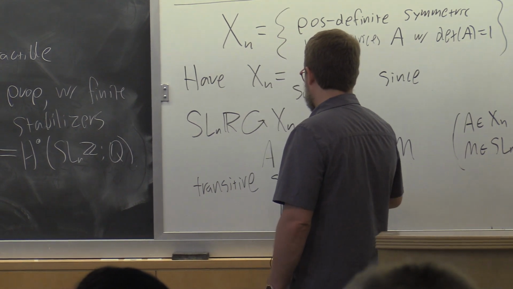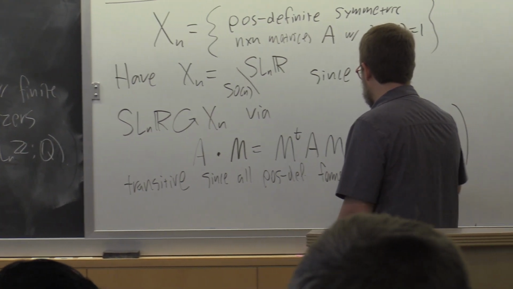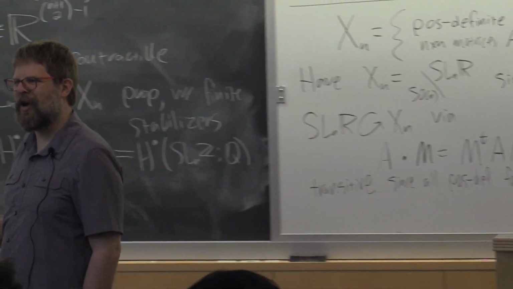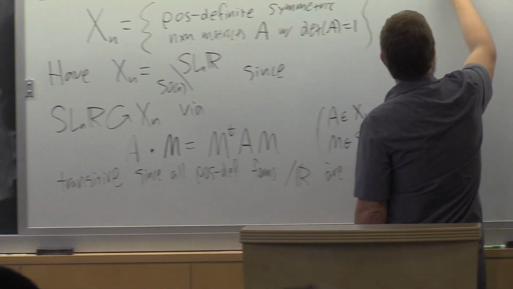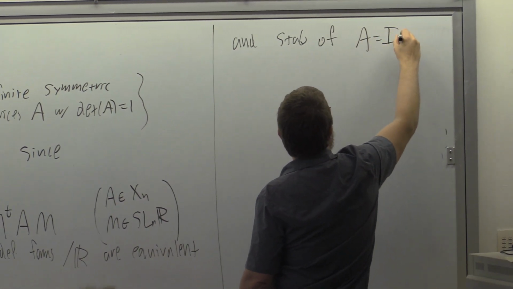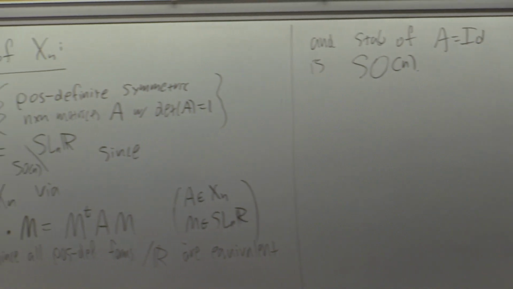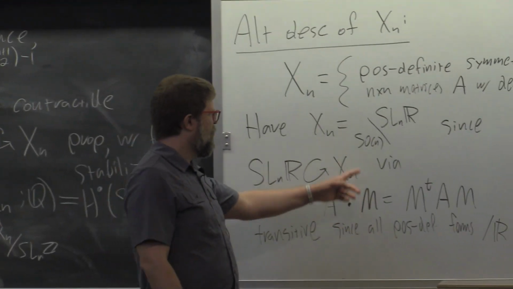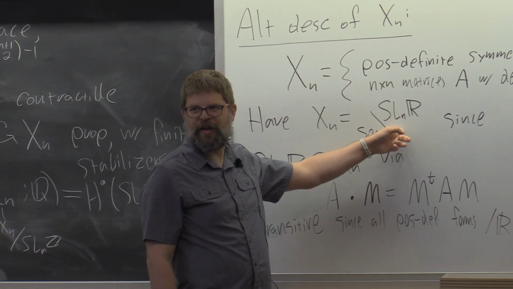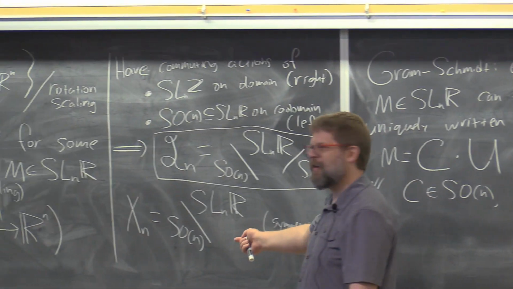Since positive definite forms are equivalent, there's only one positive definite form in the end. And the stabilizer of A, the identity, is equal to SON. So we have a transitive group action. This is a homogeneous space with respect to SLNR. It's a transitive action, and the stabilizer of a point is SON, so it is the space of cosets. And so this is another very natural way to think about it, as a space of cosets.